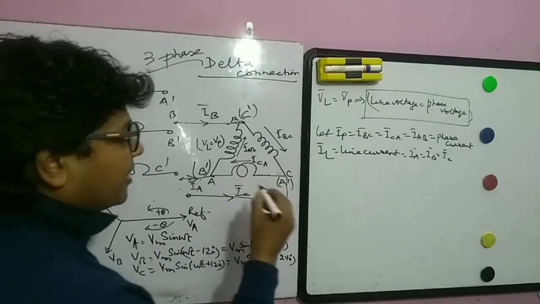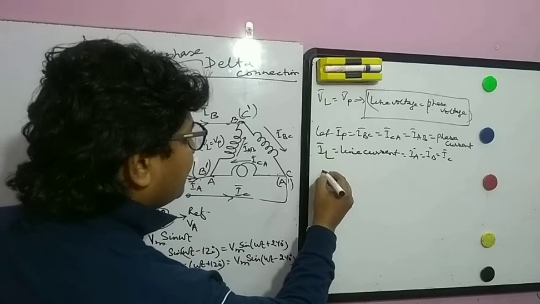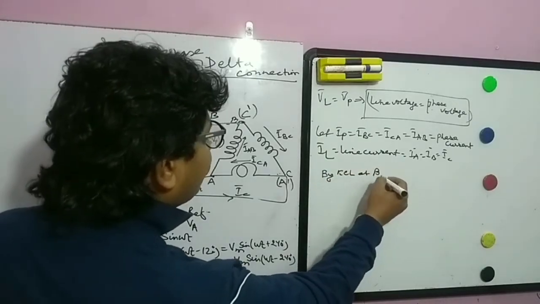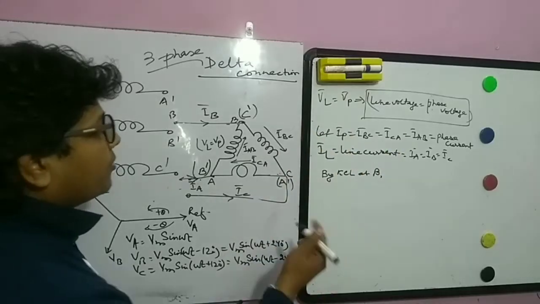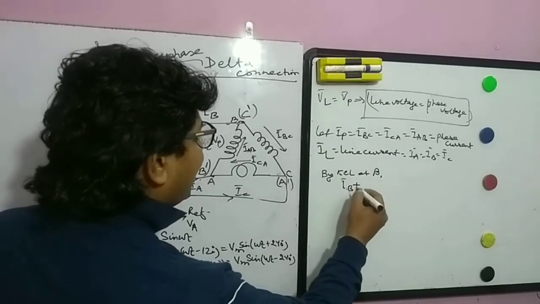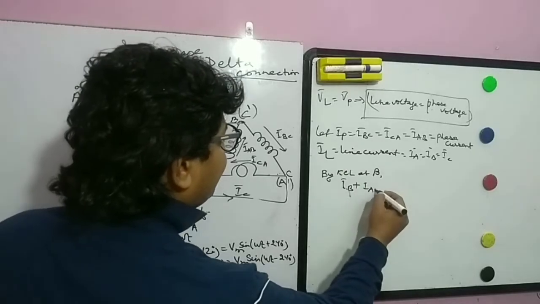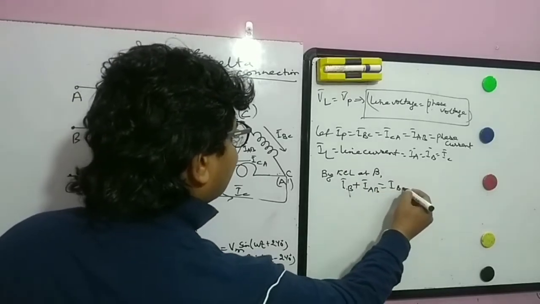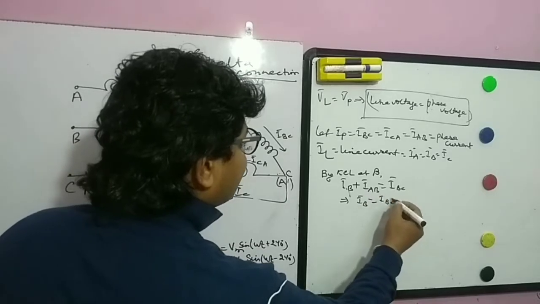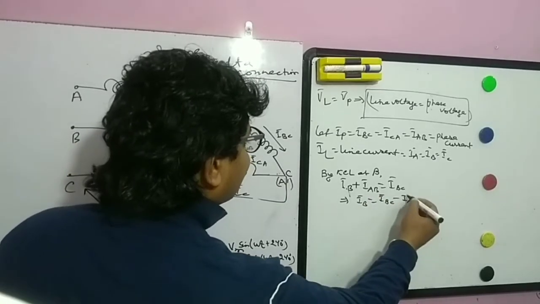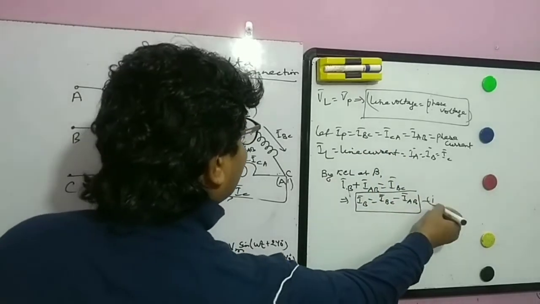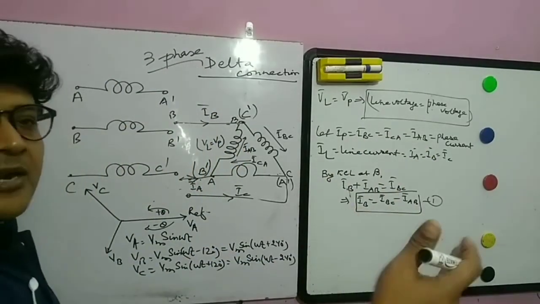So what can we write here? By KCL at B, incoming current is equal to outgoing current. So what is incoming current? IB plus IAB is equal to IBC. This implies that IB will be equal to IBC minus IAB. So this is the one case. So we can now get line current IB.